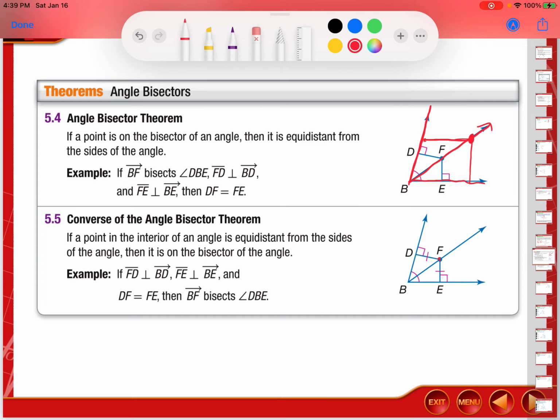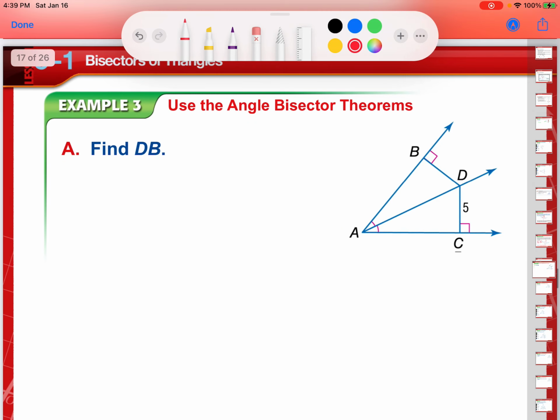The converse of the angle bisector theorem says if you have a point and it's equidistant from the two sides of this angle, then you have an angle bisector. So it's just the opposite of the angle bisector theorem, which is lovely.